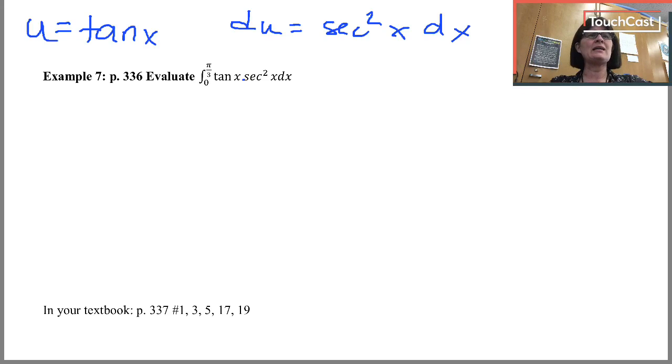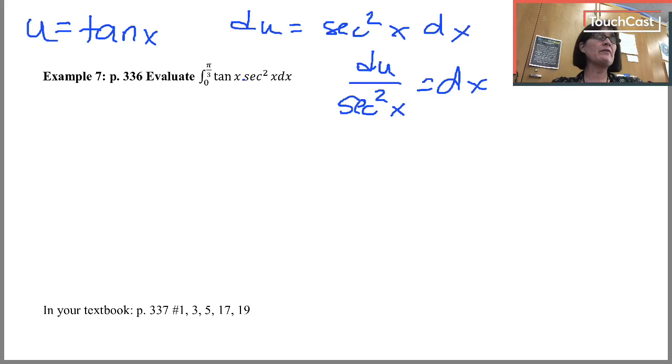And I'm happy because my du is one of the factors in the integral. So when I isolate my dx, I'm going to write du over secant squared of x is equal to dx. Now when I rewrite my integral, the secant squared that's there is going to cancel with the secant squared in my dx expression. So here's the thing. I'm about to take this integral that's been written in terms of x with a dx in it. My integrand is a function of x, and these limits here are x limits. And I want to rewrite it so it uses only the variable u. I have to make sure I don't leave x limits, these guys, on a u integral.